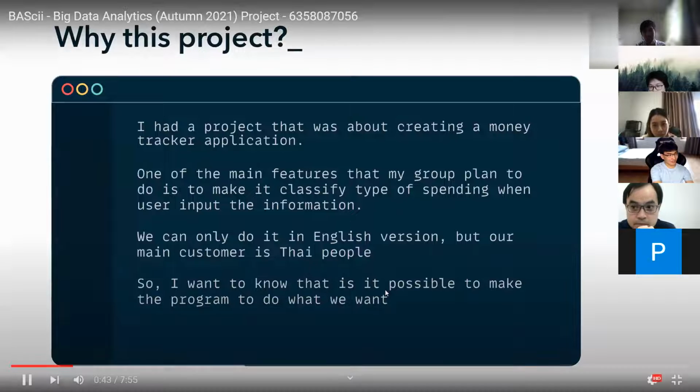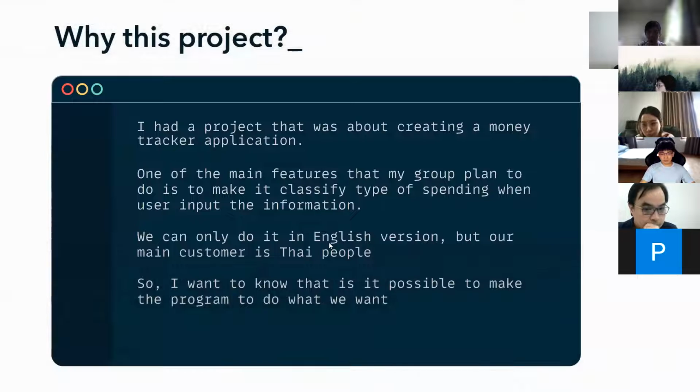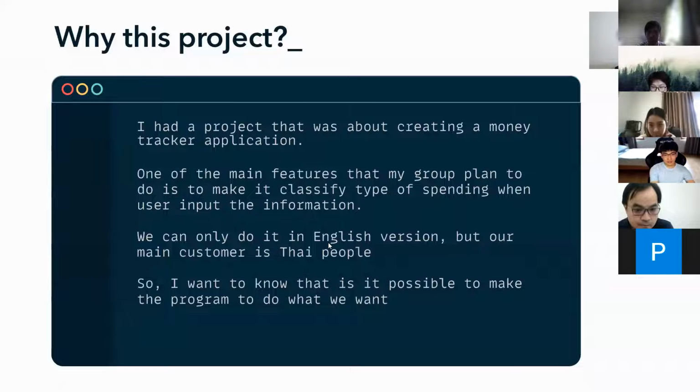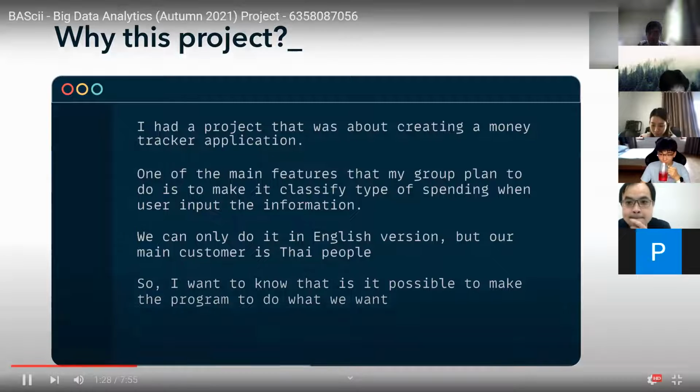Firstly, why I want to do this project. I had a project with my friend, creating a money tracker application, and one of the main features is to classify the type of spending that the user inputs. But we got stuck because at the time we could only predict spending in English, while the main customers we target are Thai people, for whom always using English is not ideal. So I wondered whether it is possible to make a program that can do what my team wants, and I will try to do it now.